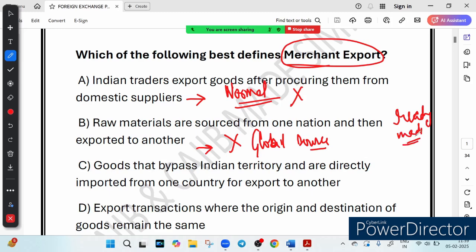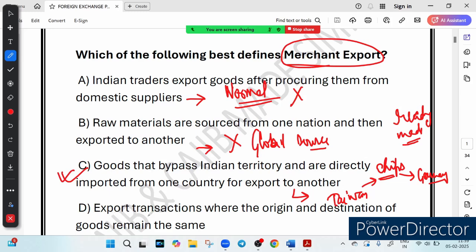Now option C says goods that bypass Indian territory and are directly imported from one country for export to the other. Yes, this is the exact definition of merchant export. Traders simply buy from one foreign country and sell to another without the goods ever entering India. For example, an Indian exporter orders electronic chips from Taiwan and directly sells them to a buyer in Germany.